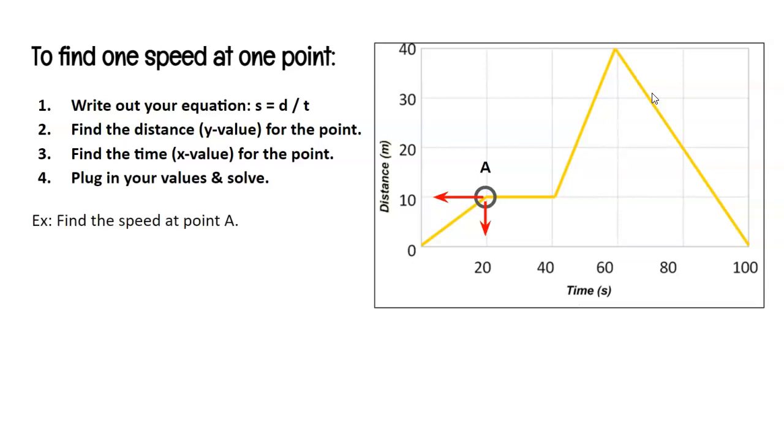So for example, find the speed at point A. Point A is listed here. First, I'm going to write out my equation. Speed equals distance divided by time. Then I'm going to find my distance and time values. So remember, my distance is a y value. I just look at the point and I look at what value it hits on the y-axis. And then I look at my x-axis for time, and I see that it's 10 for distance, 20 for time. So 10 on the y, 20 on the x, and that's where I got my numbers here. Then I just plug in the numbers to my equation, which I already found, and I use a calculator to solve. So at point A, this object's speed was 0.5 meters per second.